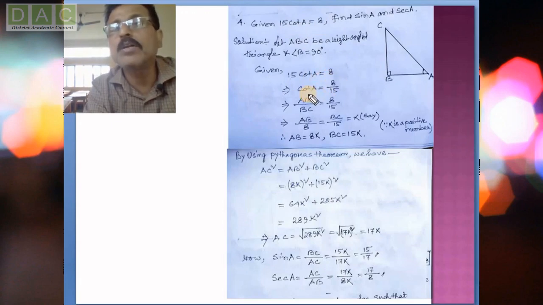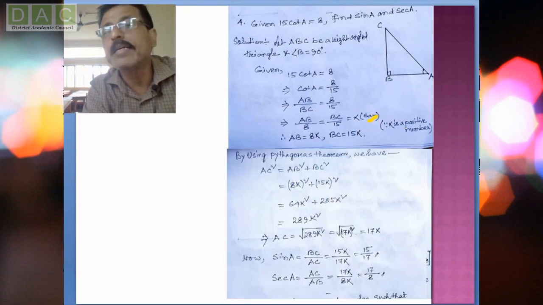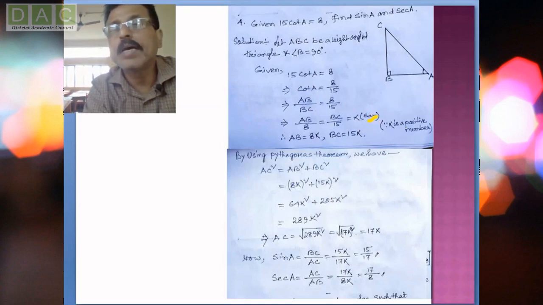Now see, cot A will be the opposite of tan A. Tan A is the opposite side by the adjacent side, so cot A will be the adjacent side by the opposite side. So it will be AB by BC. Now you may arrange it with cross multiplication: AB by 8 equals BC by 15, equal to K, and in brackets write K is a positive number. Now it will be AB equal to 8K and BC equal to 15K.